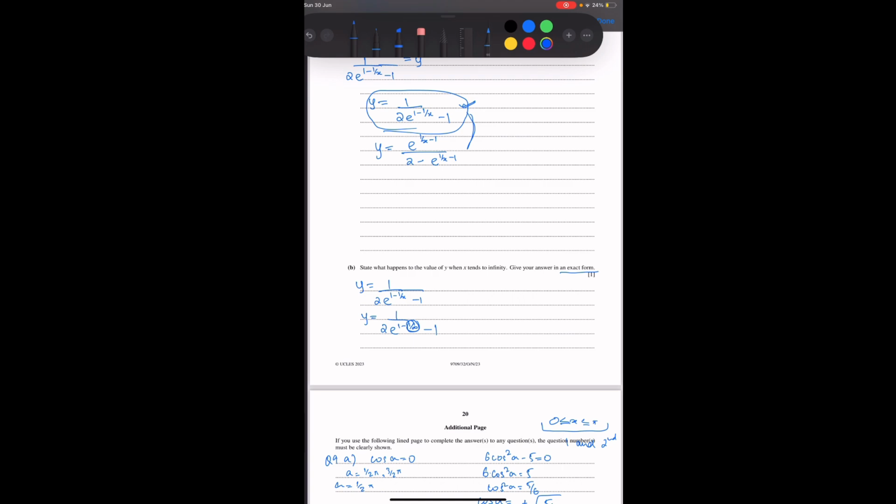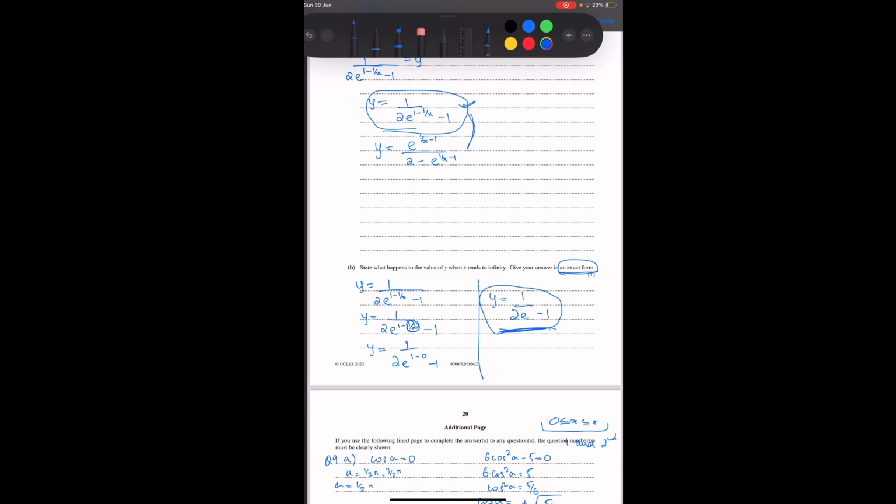e raised to power 1 is just e. So this is 1 upon 2e raised to power 1 minus 0 minus 1. So 1 minus 0 is just 1, and e raised to power 1 is e, right? So y is equals to 1 upon 2e minus 1. So y approaches this answer, and they also said that the answer is to be given in an exact form. So y approaches this answer when x tends to infinity.